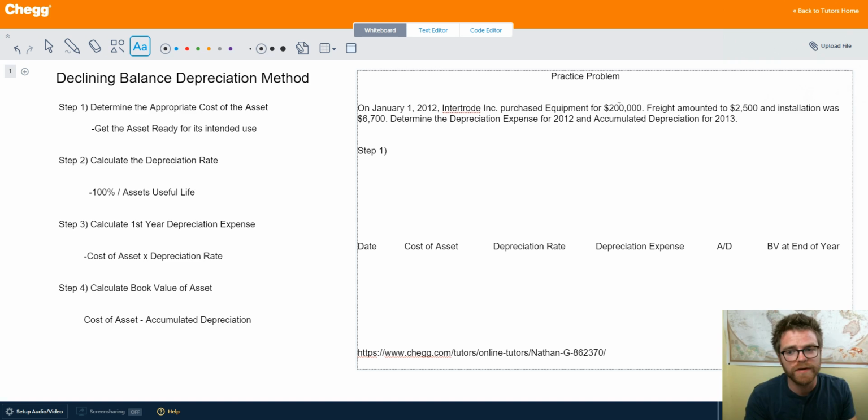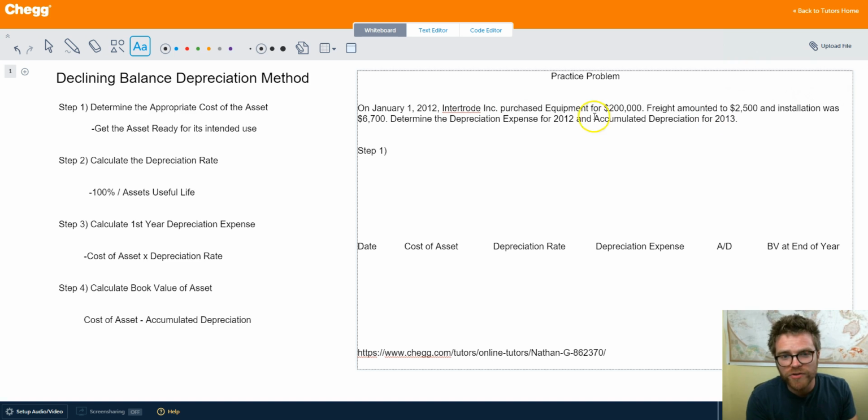It's super important. So, getting it shipped, that's necessary, right? You have to have it shipped to the warehouse to even get the equipment. So that cost is needed to get the asset ready for its intended use. Same with installation. You can't use the equipment until it's installed. So both those costs actually go into the total cost of that asset. It's what they call capitalizing. They're capitalizing those costs and putting them on the balance sheet.